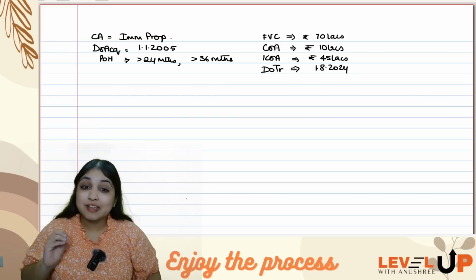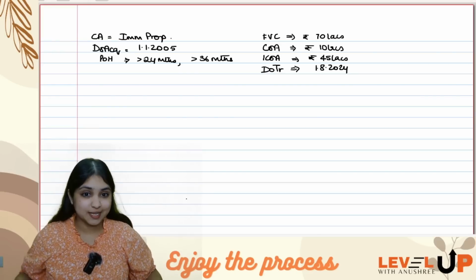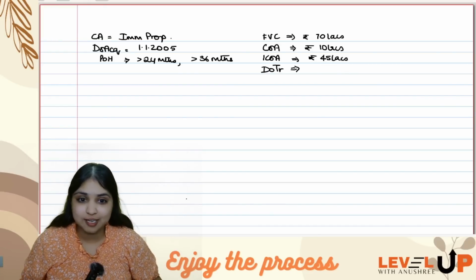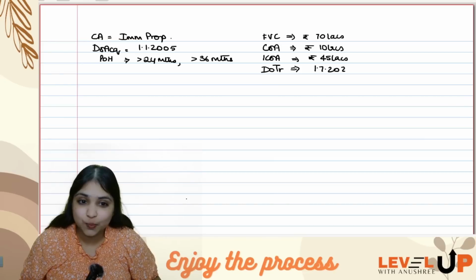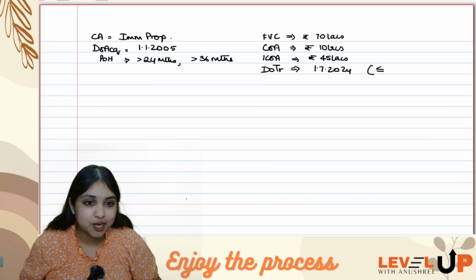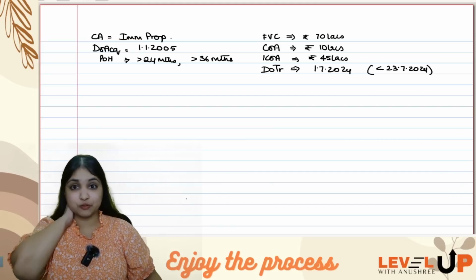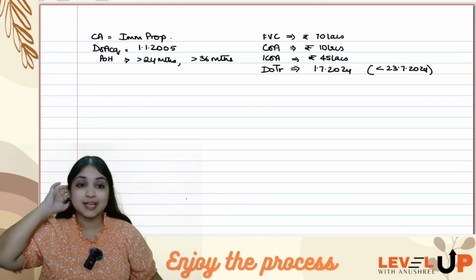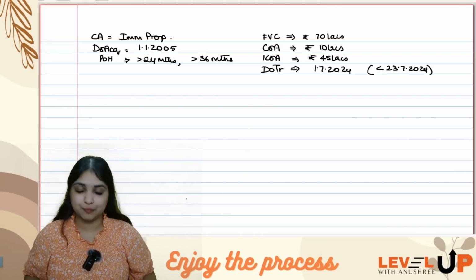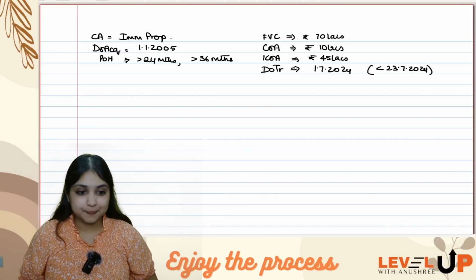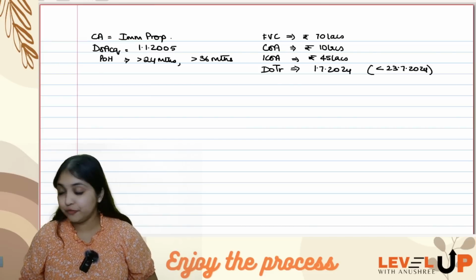Listen to me. We will work this question out in two ways. First, what if the date of transfer is 1st July 24? Which means the date of transfer is before 23rd July 24. As per the existing provision, we will work this out first and then we will work it out as per the new amended provision.